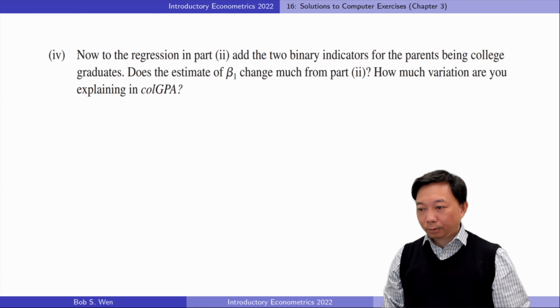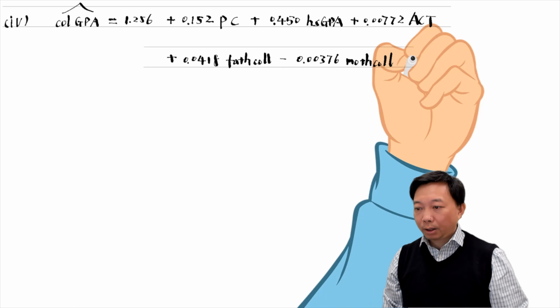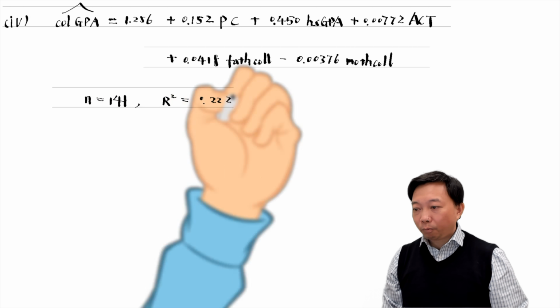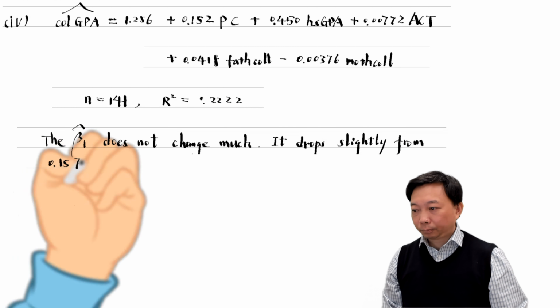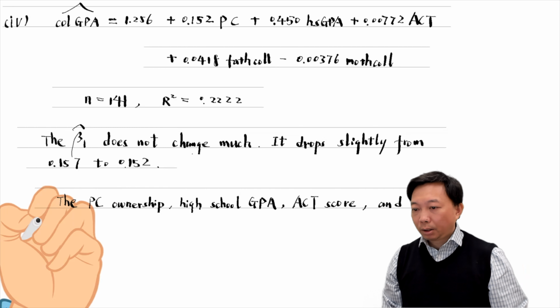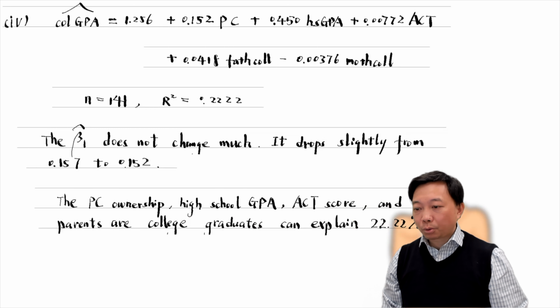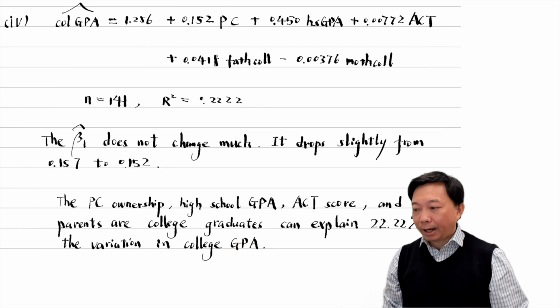For the fourth question, we add the 2 binary variables for the parents being college graduates. The beta 1 hat does not change much. It drops slightly from 0.157 to 0.152. The R squared is 0.2222. The PC ownership, high school GPA, ACT score, and whether parents are college graduates can explain 22.22% of the variation in the college GPA.